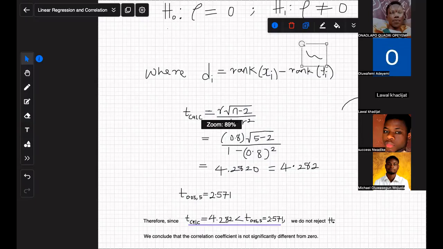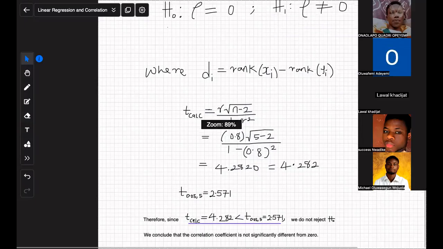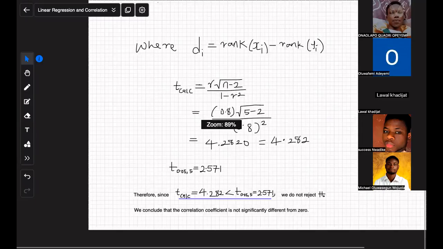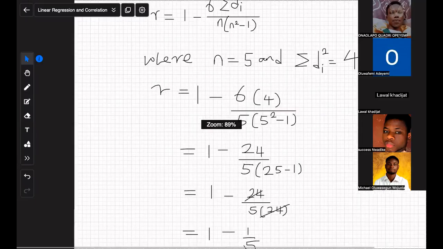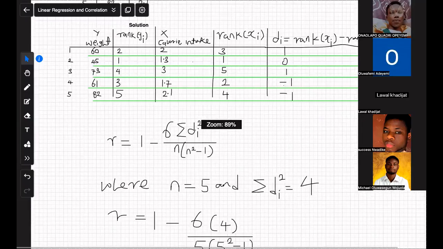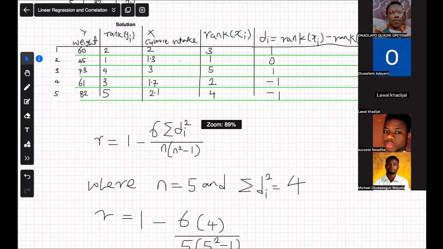At d square. I mean, can we please go back to that d square? Yes, thank you. We said d equals rank of x minus rank of y. Oh, sorry. Are we subtracting with the same position, or are we just subtracting randomly?